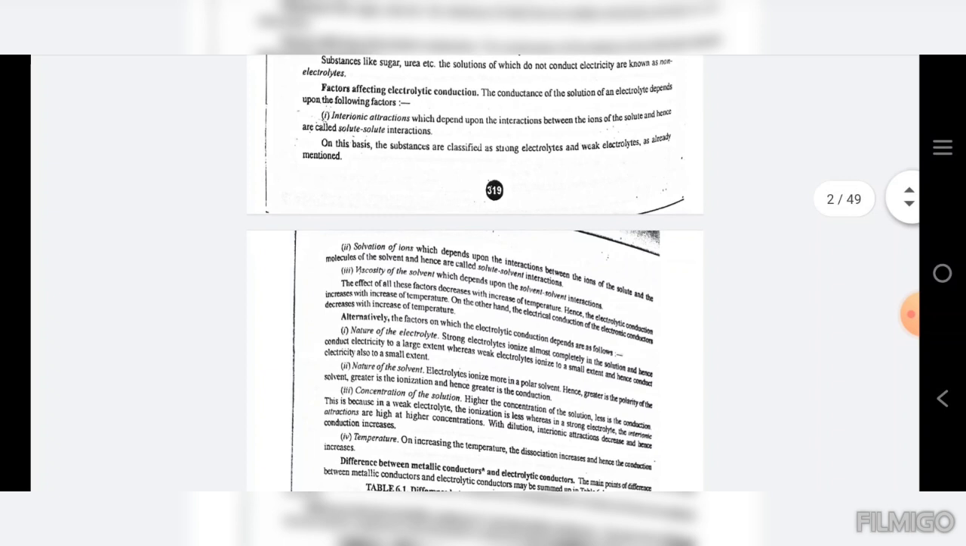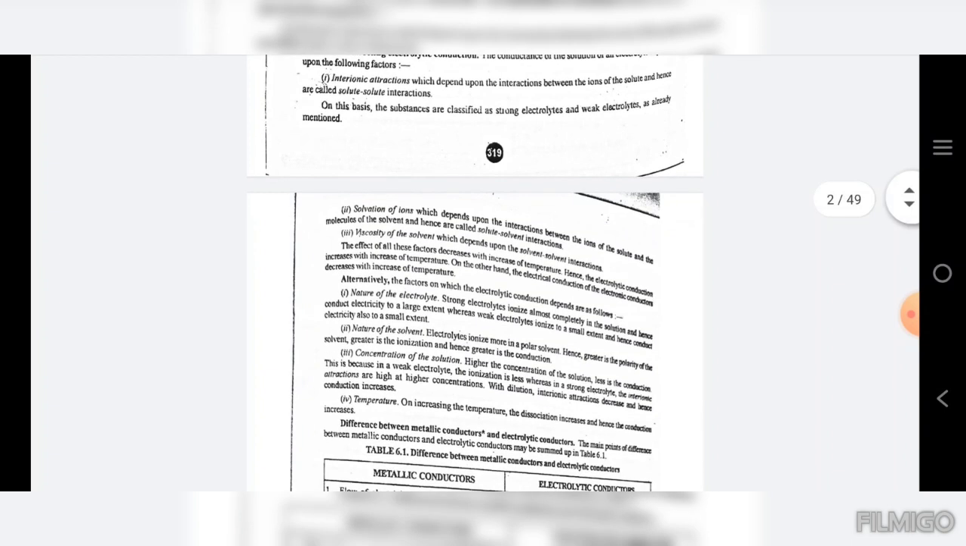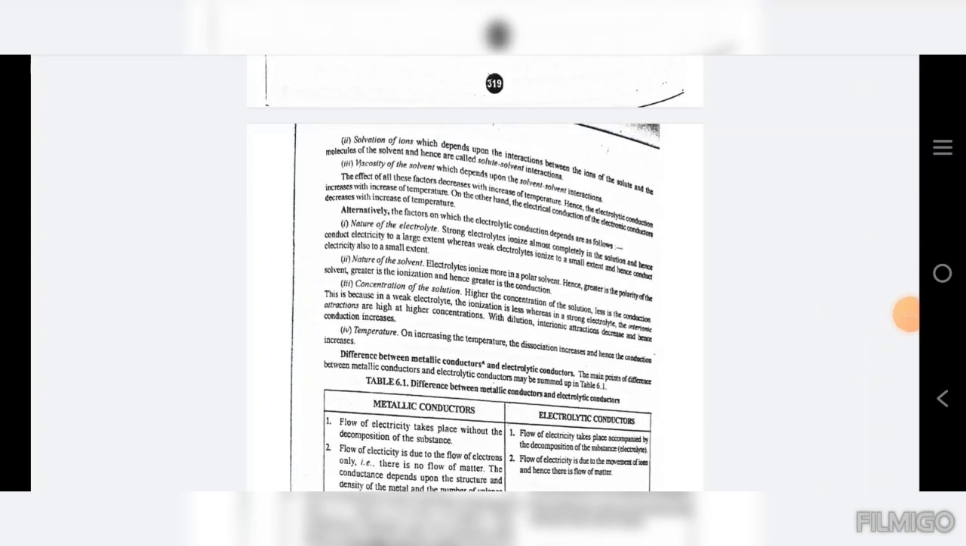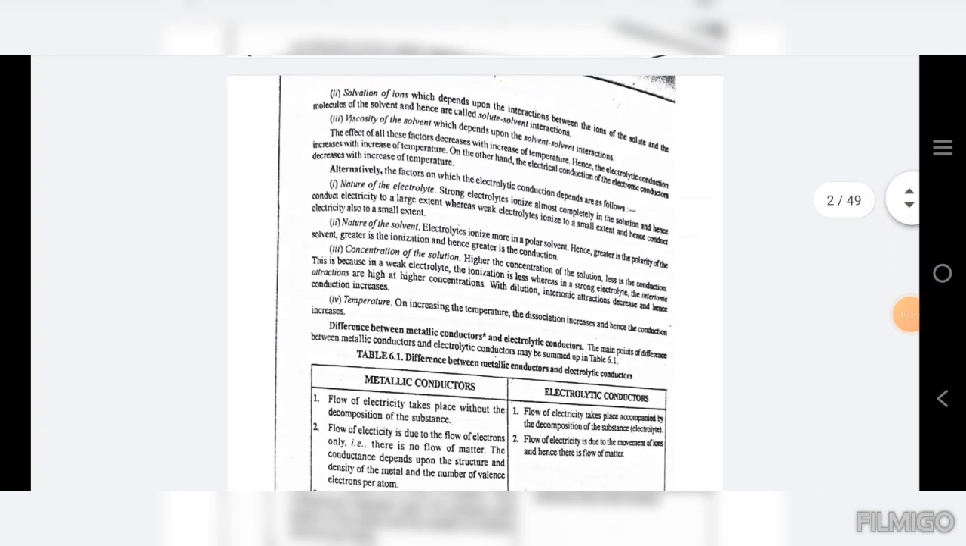Factors affecting electrolytic conduction. The conductance of the solution of an electrolyte depends upon the following factors. First, interionic attractions, which depend upon the interactions between the ions of the solute and hence are called solute-solute interactions. On this basis, the substances are classified as strong electrolytes and weak electrolytes as already mentioned. Second, solvation of ions, which depends upon the interactions between the ions of the solute and the molecules of the solvent and hence are called solute-solvent interactions.